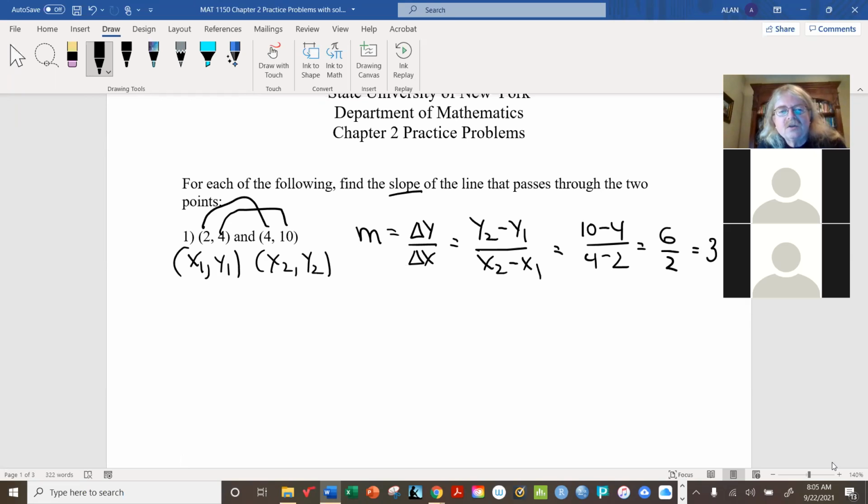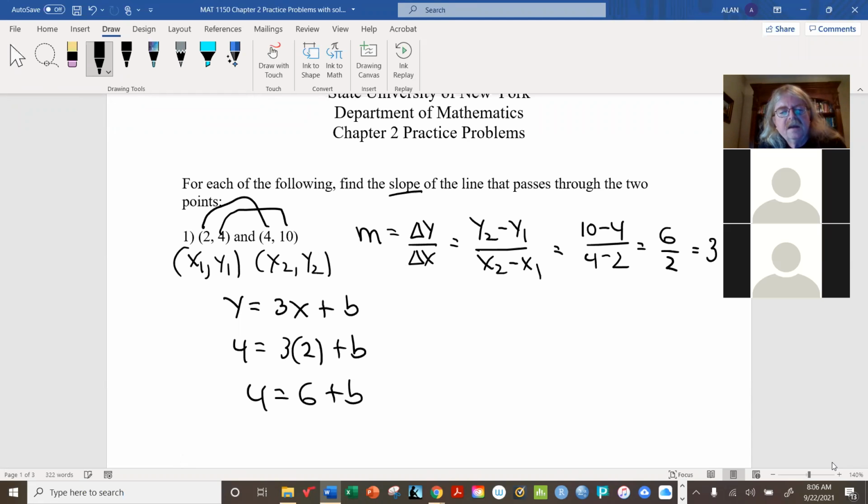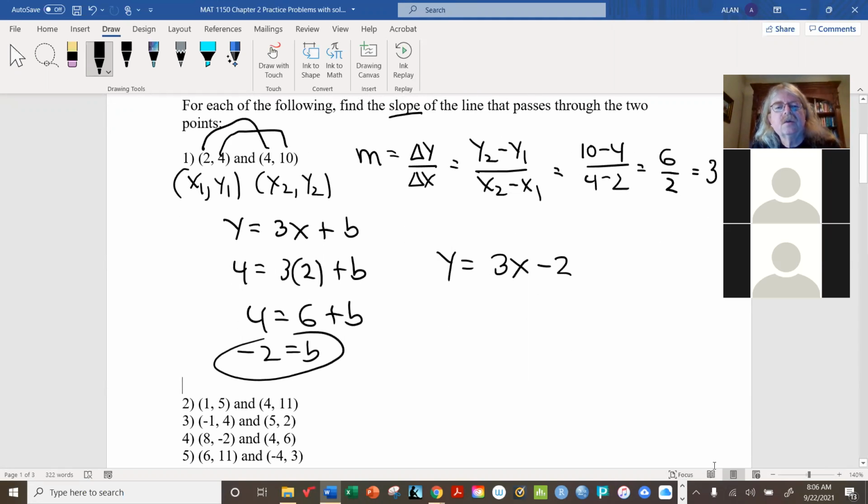But if you did want the actual equation, let me just quickly show you what that would look like. It would be y equals 3x plus b. And I'll pick the first point, 2 comma 4. 4 equals 6 plus b, or negative 2 equals b. So in other words, had the question asked you for the entire equation of this line, it would have been y equals 3x minus 2. But it only asked for the slope, so we'll focus on that. But going forward, this is what you could have done to find the entire equation of the line.